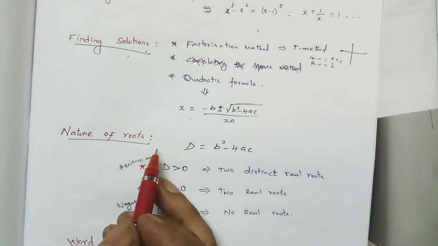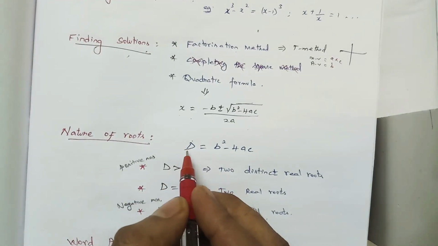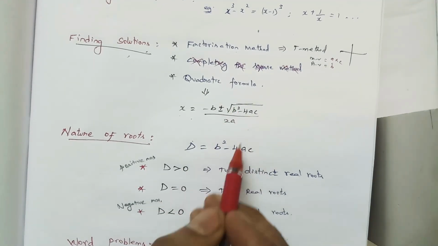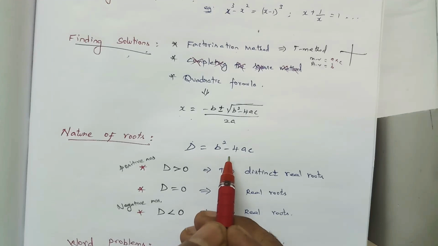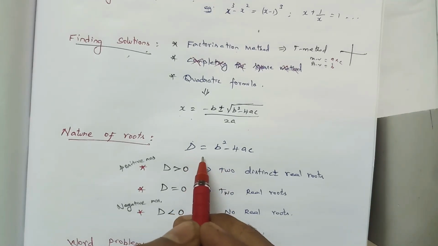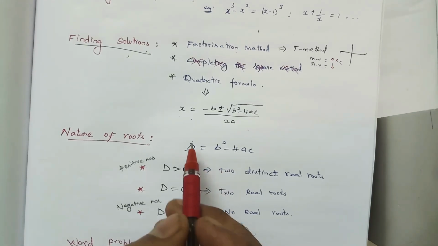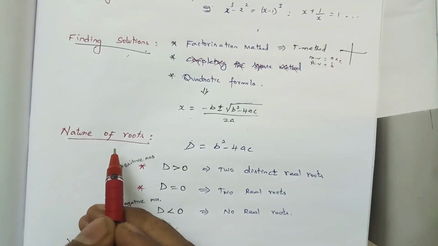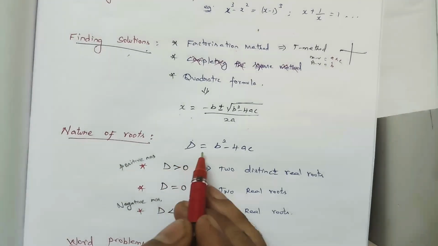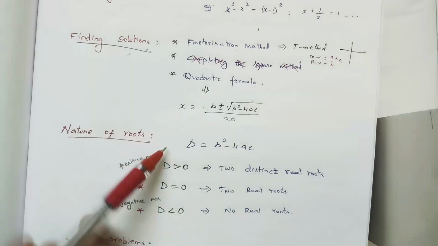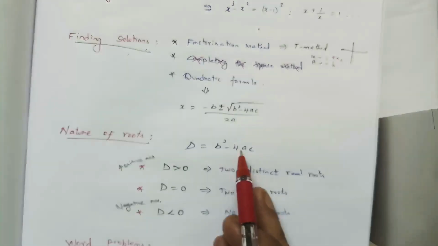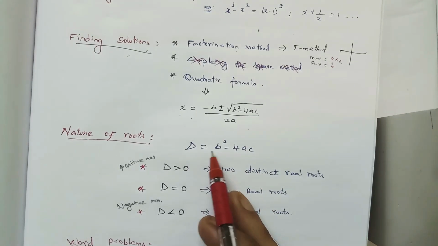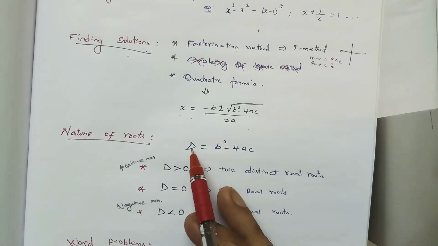Next one is nature of roots. D is the discriminant, b square minus 4ac. This only declares how the roots will be. Nature of roots is how the roots will be. Suppose we know the quadratic equation. Sort out the values of a, b, c and substitute in the discriminant d equal to b square minus 4ac, and find the value of d.